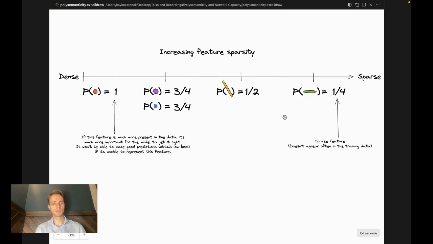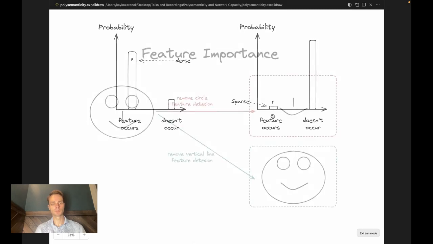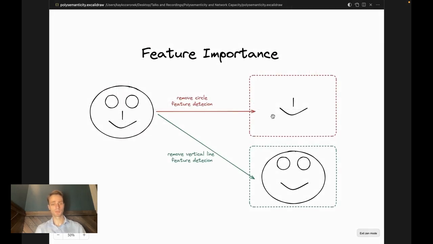Okay, so I think that makes intuitive sense as well. As a feature is more present in the data, it's much more important that we get it right and that the model learns to represent this feature so that downstream it can get low loss. Another mental image I find useful is the following: if you think of a dense feature, then the probability of that feature occurring is high, and when you have a sparse feature, the probability of the feature occurring is very low. Now on to feature importance.